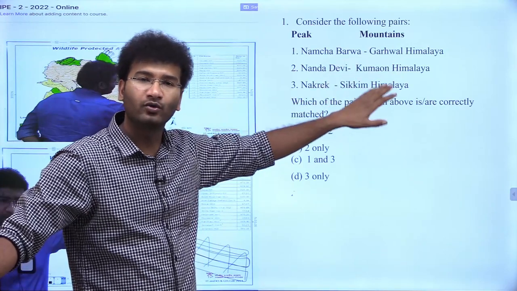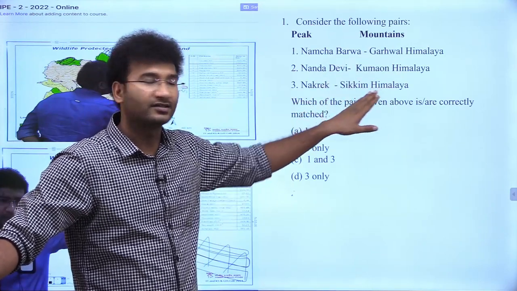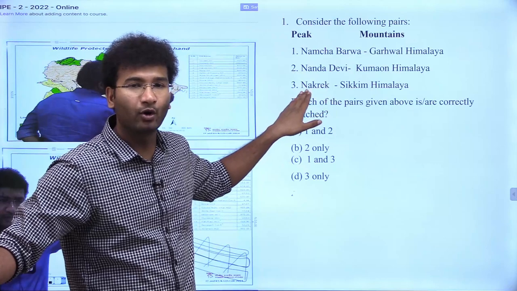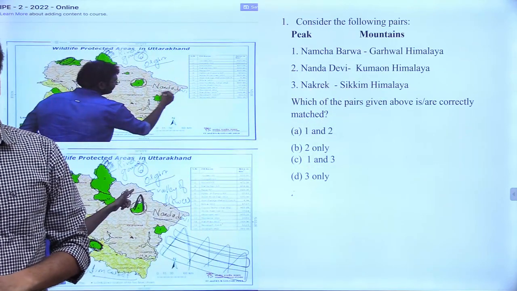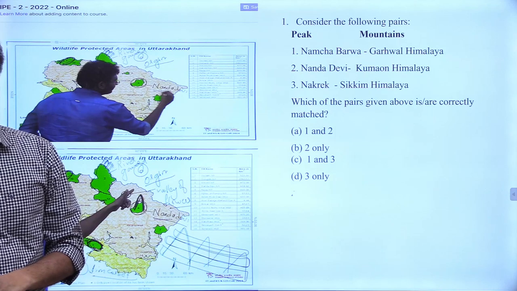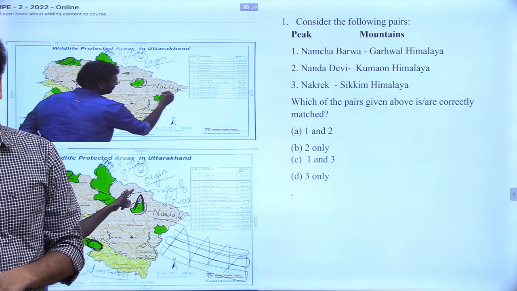Nanda Devi is in Kumaon Himalayas. Nokrek, sorry for the spelling mistake here, Nokrek is in Sikkim Himalayas. So Deepthi says that the answer is 1 and 2. Which of the pairs given above is correctly matched?